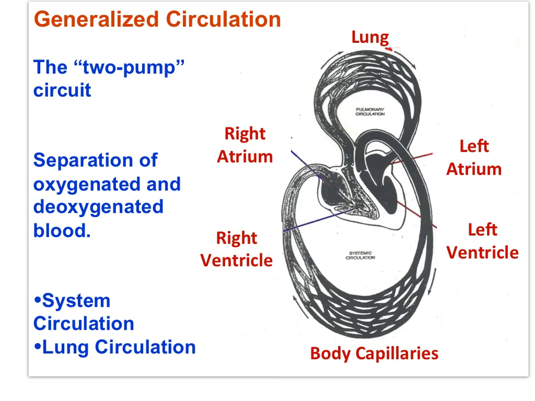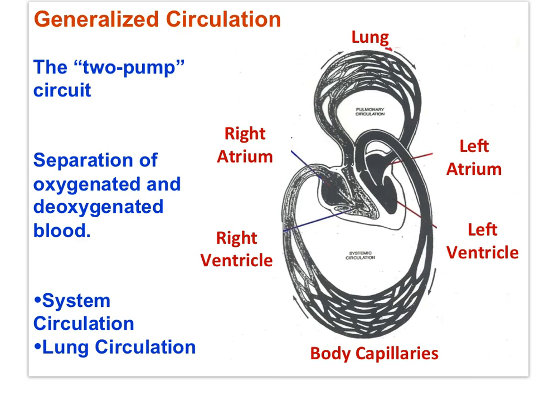Let's look at the generalized circulatory system as seen in this diagram to understand the flow of blood throughout the body. Notice that there is a separate circulation for the lungs and other body capillaries. Blood is pumped twice in the course of one complete circuit through the body. I'll show you that in just a second. And there is a separation of blood carrying oxygen from blood that is deoxygenated with high carbon dioxide content.